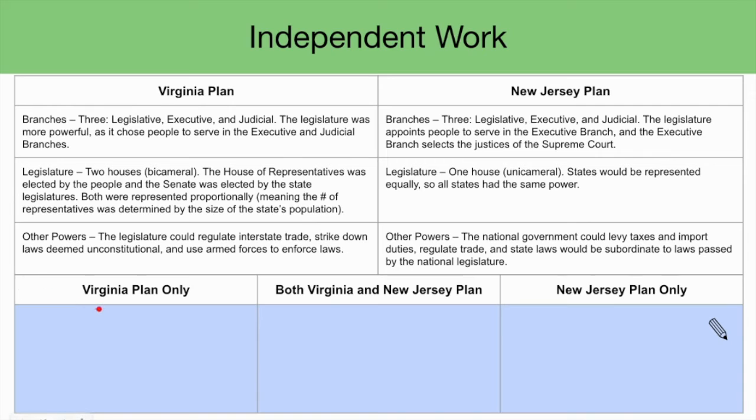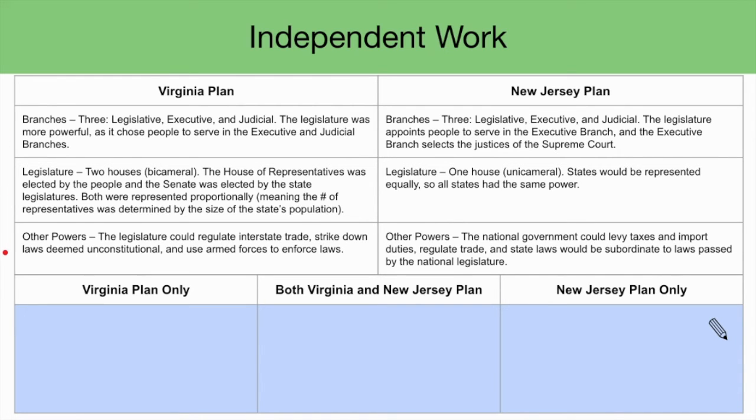I notice that we have the Virginia plan only on the left-hand side, both Virginia and New Jersey plan in the middle, and the New Jersey plan only on the right-hand side. When I look at both of these plans, I notice that we have the Virginia plan on the left and the New Jersey plan on the right, and that both plans have 3 rows, including branches, legislature, and other powers.